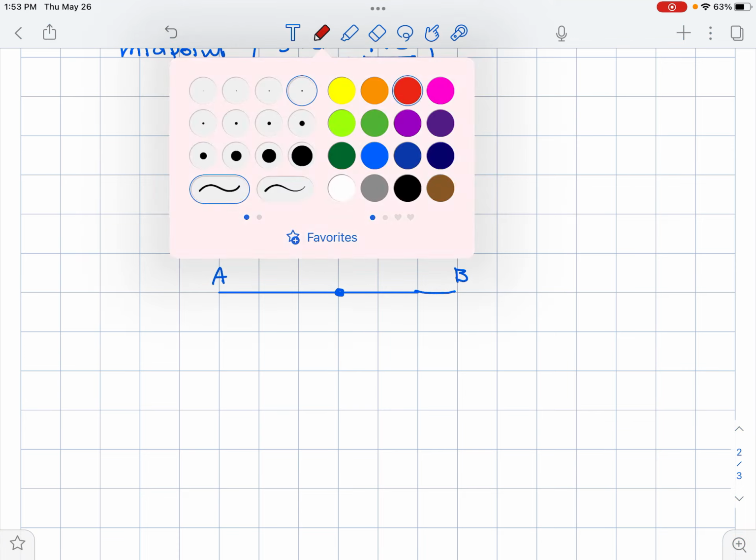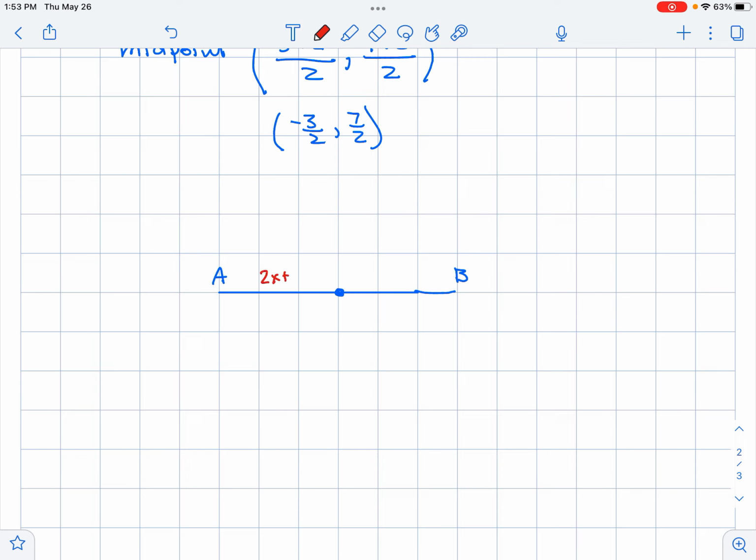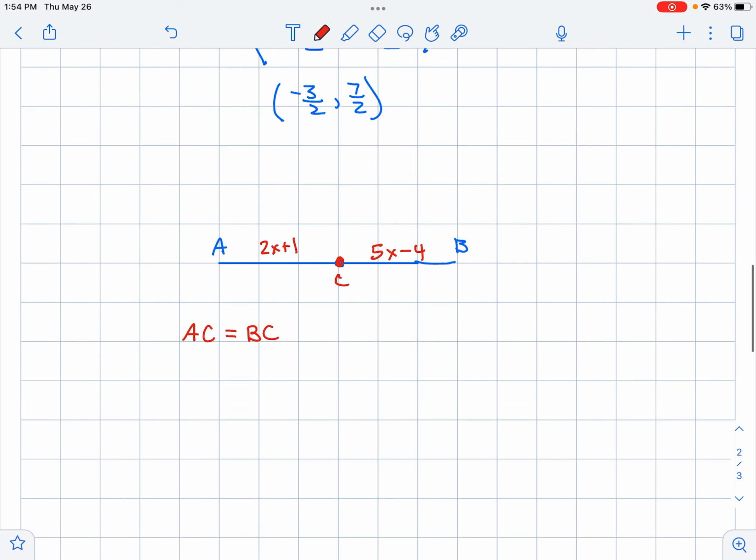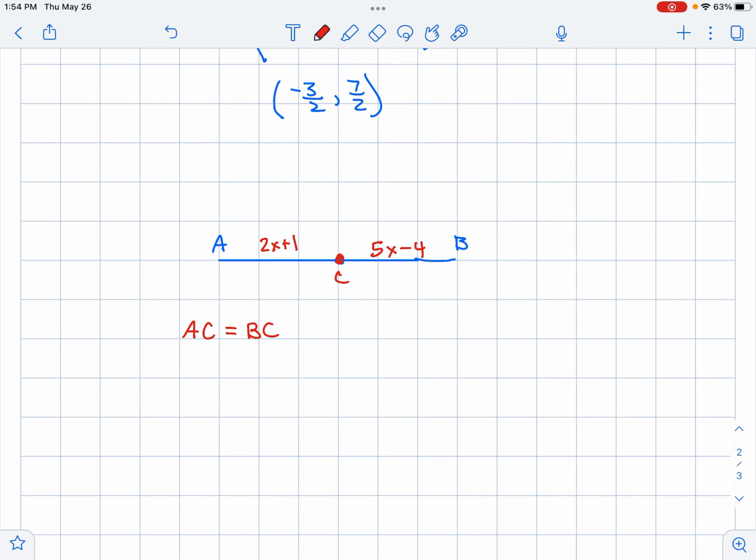So let's think about this. Let's suppose that this over here is 2x plus 1. And this over here is, let's say, 5x minus 4. And let's suppose that this right here is the midpoint. In other words, let's suppose that AC is equal to BC. Well, how would we work a problem like this? How would we find x? Well, we know that C is the midpoint, so that means that 2x plus 1 equals 5x minus 4.